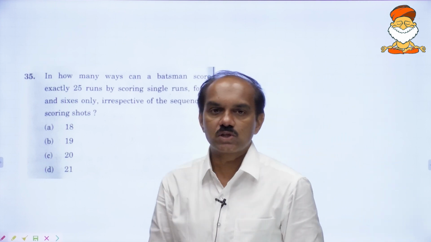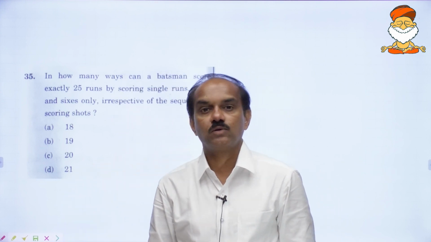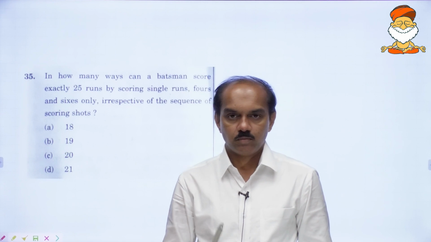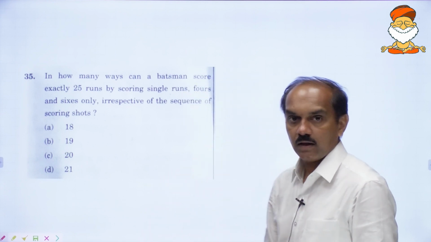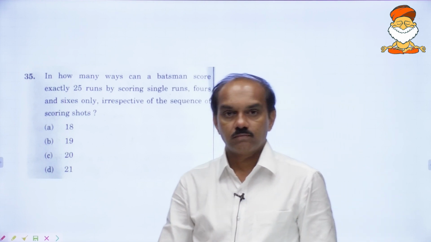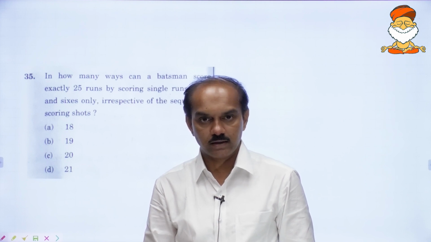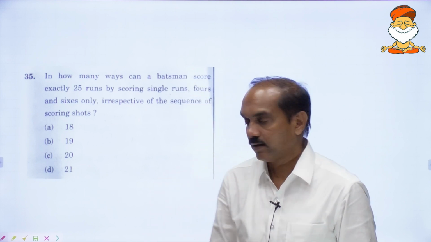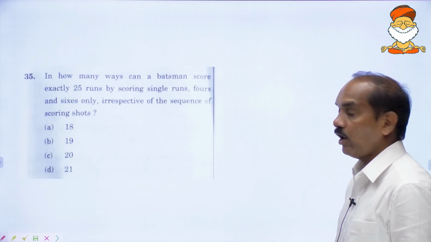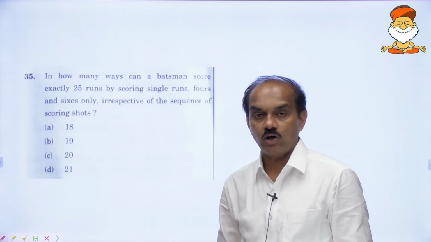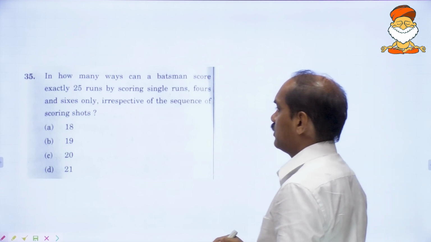So we want to score 25 runs. In how many ways can you do it? And you are allowed to go with singles, 4s and 6s only. You are not allowed to go for 2 runs or 3 runs or say wides and all, right? So you will have to score exactly 25 runs. In how many ways can a player do that? That's the meaning of this problem. Now let's see how to solve this problem.